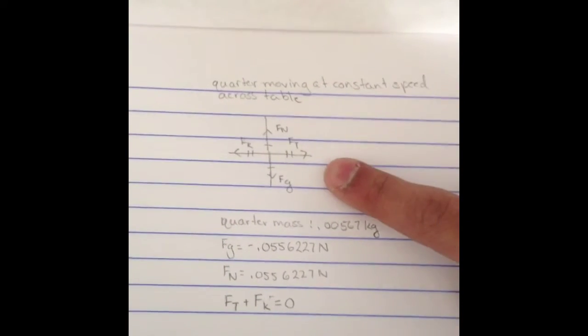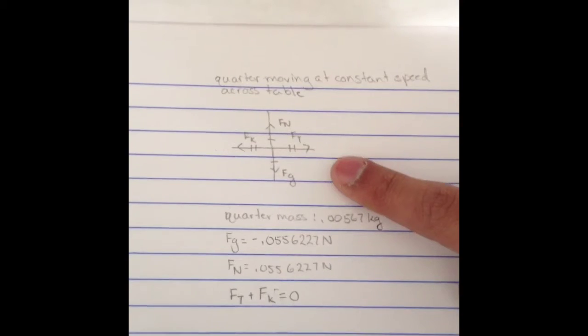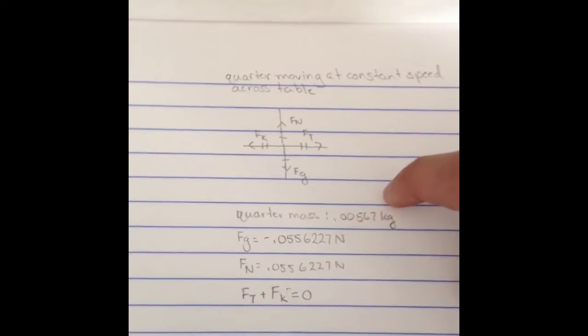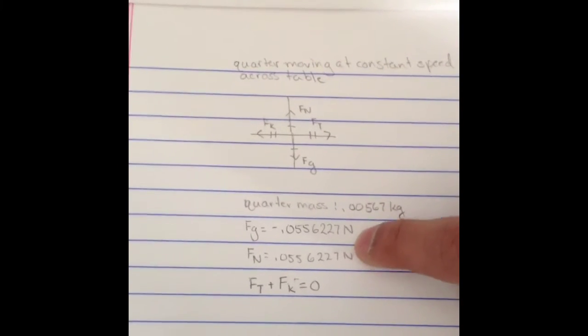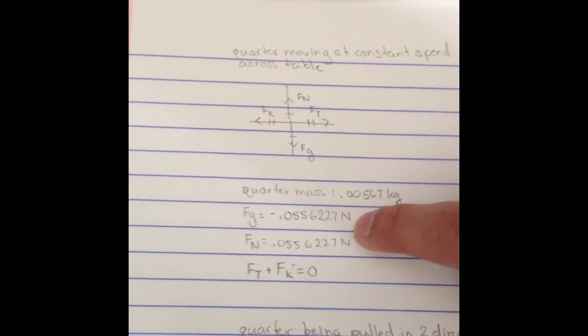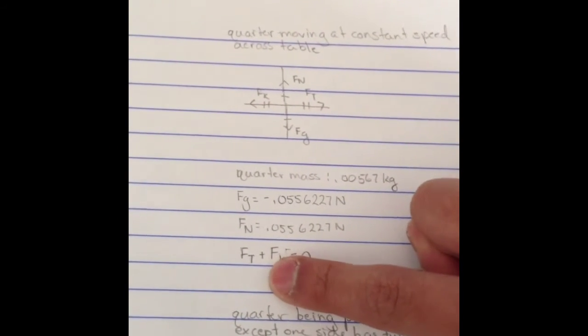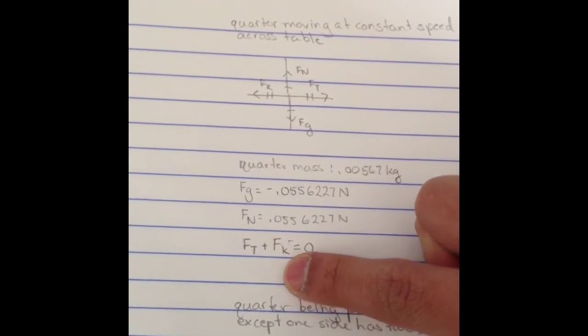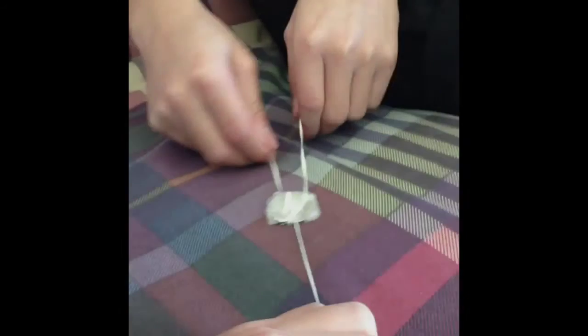This is the force diagram for a quarter moving at constant speed across the table. The quarter's mass remains the same, and the force of gravity and the normal force remain the same as well. But this time, whatever tension force you put on it, the force of kinetic friction will be the same since it's moving at constant speed. You're not even pulling.